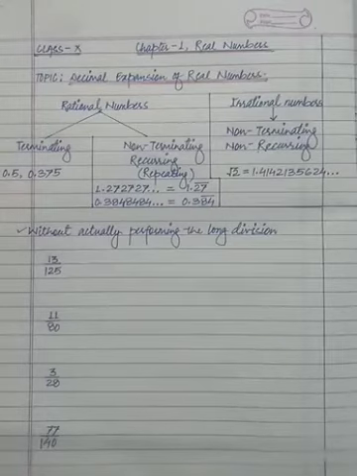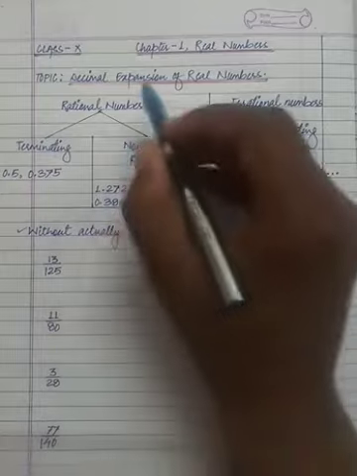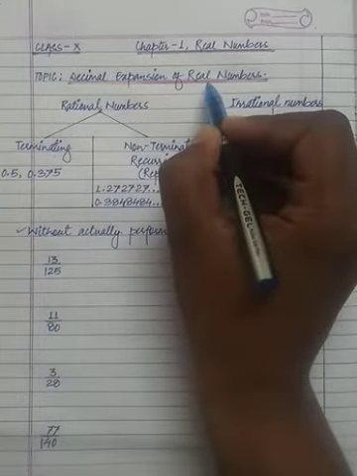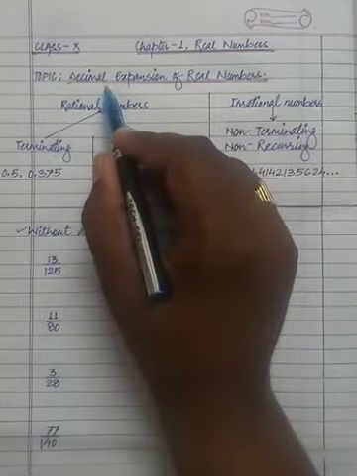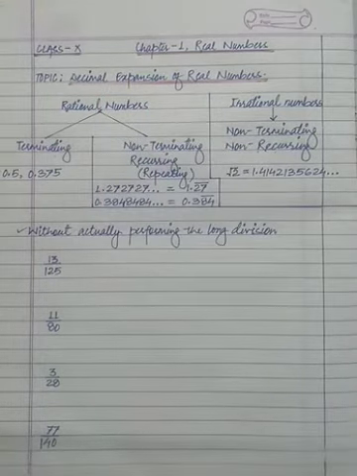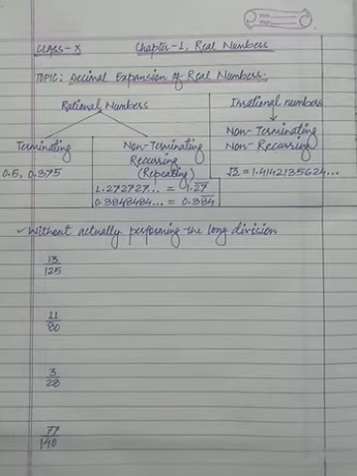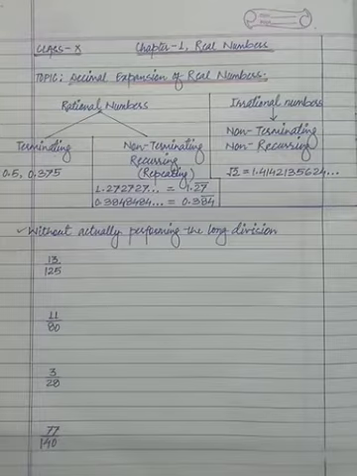Students, in chapter number 1, real numbers, the topic which we will discuss today is decimal expansion of real numbers. Now, the decimal expansion means after the decimal point, what is the nature of the digits, or we can say that after the decimal point, how the digits expand.